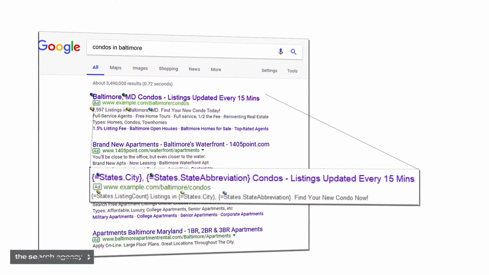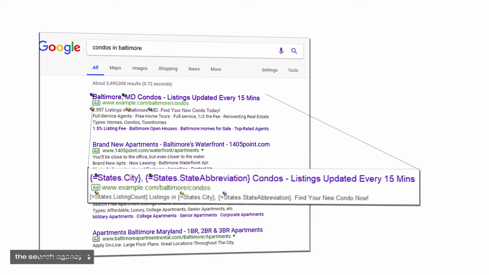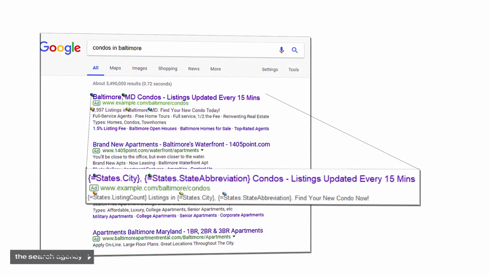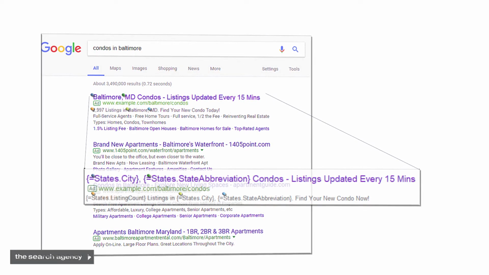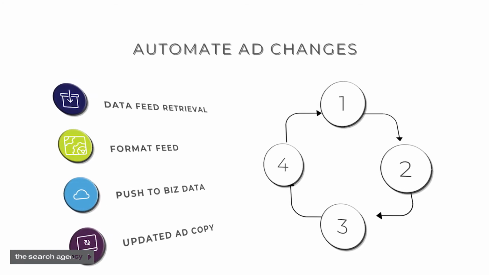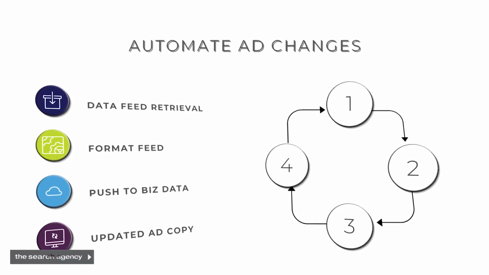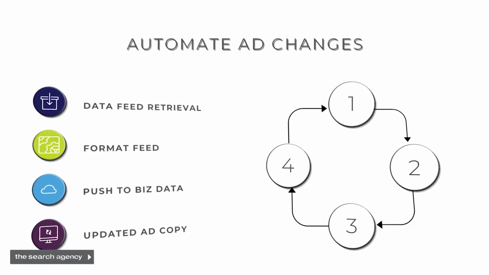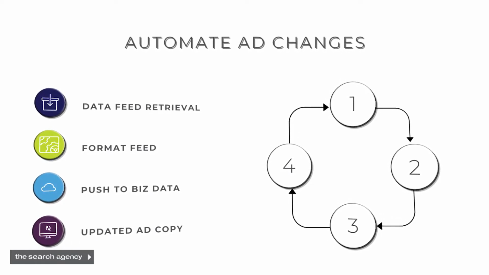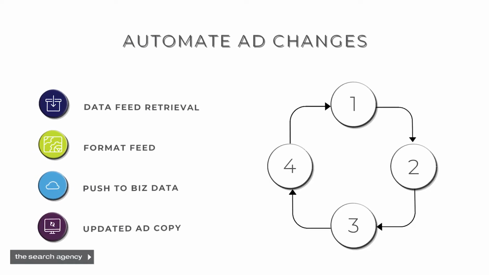In this example, we can utilize the number of listings available to try and create a sense of urgency to compel users to maybe click on the ad. Or we can use the data feed to automatically have prices update without having to worry about manually updating our copy every single time a price changes. And this could be especially troublesome if you have thousands of products where the prices might be changing fairly regularly.